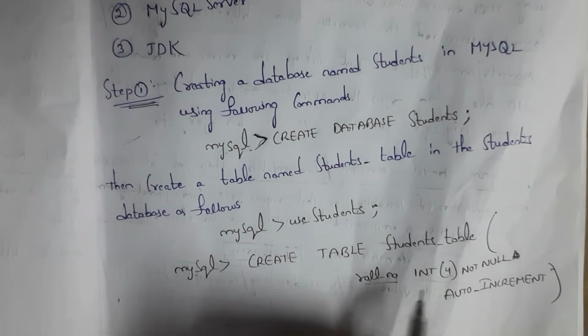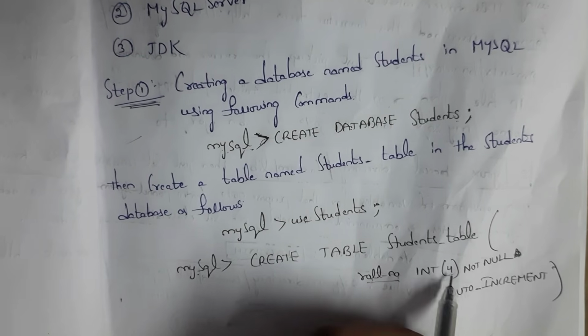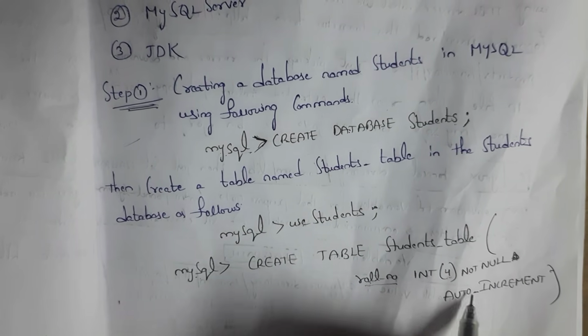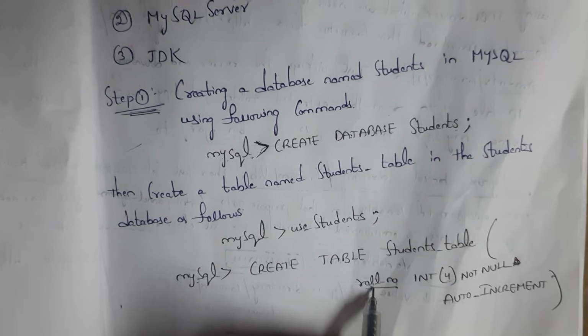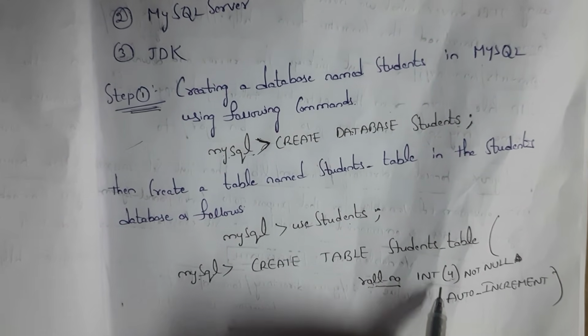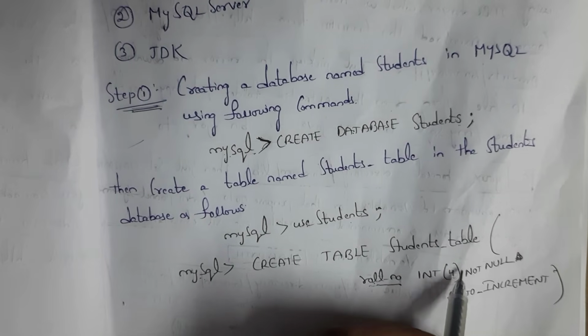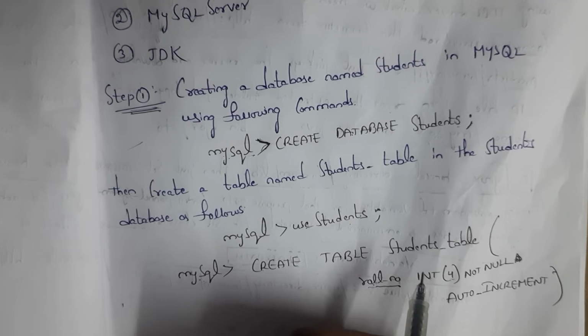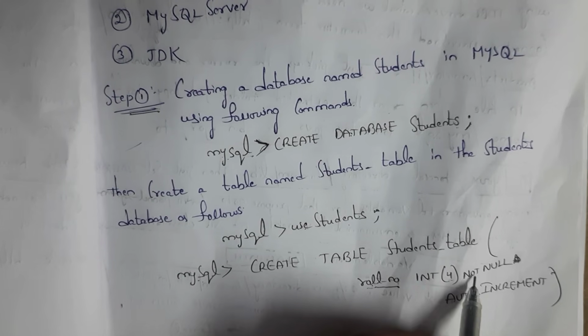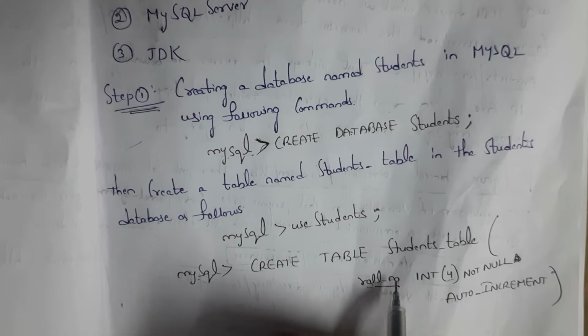Next, open bracket and write this command, roll number int 4 not null auto increment. The meaning of this command is, student table contains roll number. Roll number should be an integer and the size is 4 digits. We can enter up to 4 digits and it should not be null, like we should not leave roll number empty.